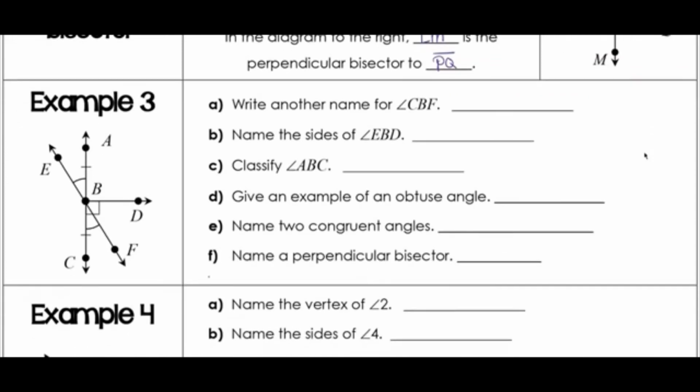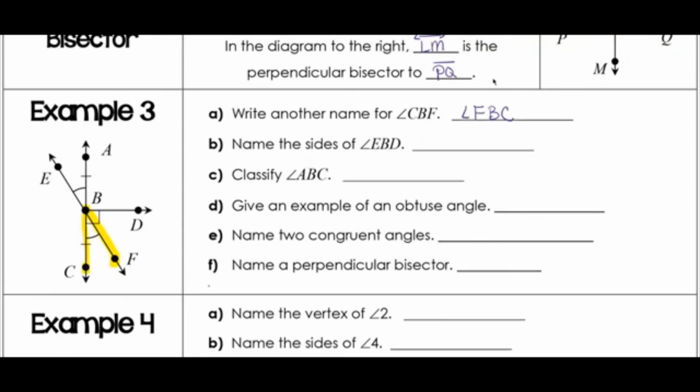So in example 3, write another name for angle CBF. So let's go over here, and I have CBF, right? I didn't even have to look at that to know that. If I want to write another name for an angle, like angle CBF, I'm going to just switch it around to angle FBC, because I cannot name it by its vertex. There's too many angles attached to it, so I can't do it.